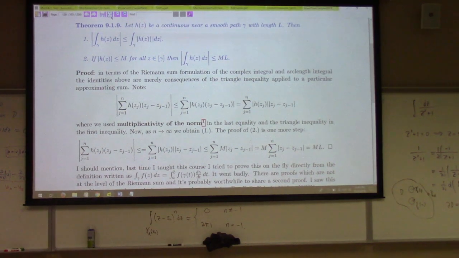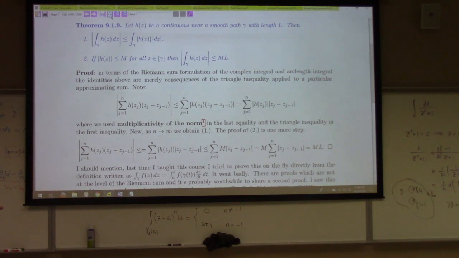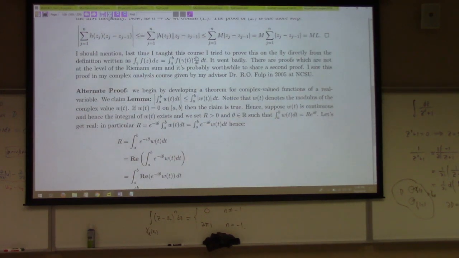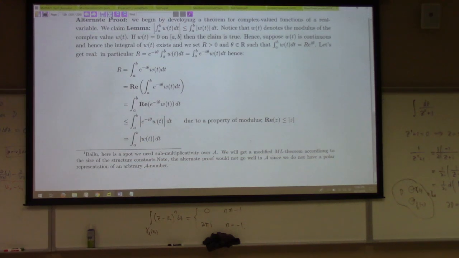So in other words, to prove the ML theorem from definition 1, it's essentially the triangle inequality, multiplicativity of the norm, and just take the limit and identify what you're looking at. One of the things is the arc length, and the other is m. And that's the ML theorem. Now you're like, well, that's lovely. And much like Cauchy's theorem, you might not think that's calculationally that useful, but in fact, it is really, really useful. Here's the alternate proof that I will skip.